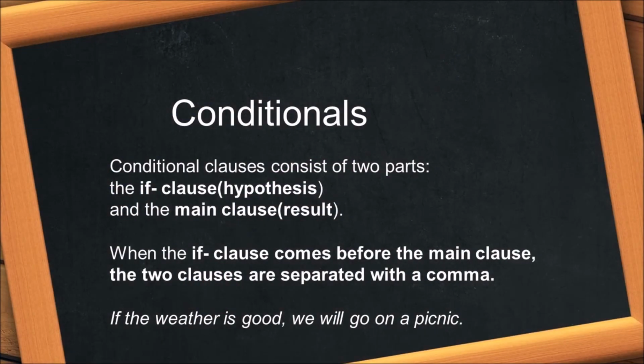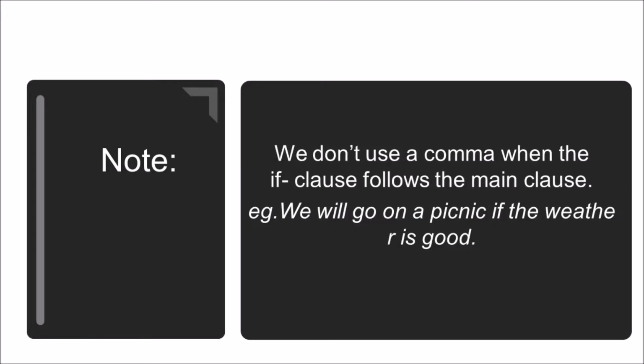Conditionals. Conditional clauses in English consist of two parts: the if clause, the hypothesis, and the main clause, the result. When the if clause comes before the main clause, the two clauses are separated with a comma, like in this example: if the weather is good, we will go on a picnic. But we don't use a comma when the if clause follows the main clause. For example, we will go on a picnic if the weather is good.